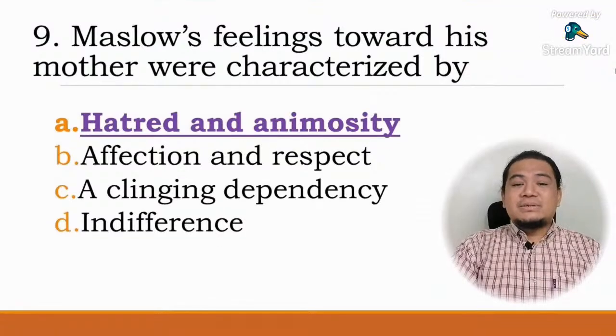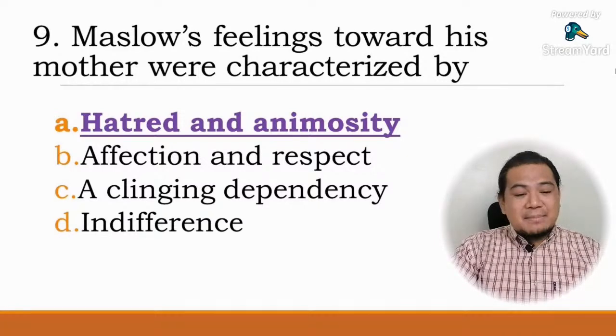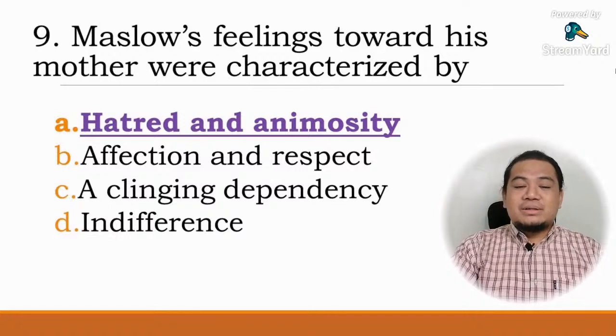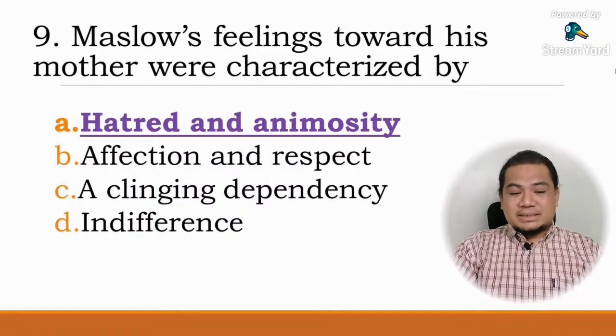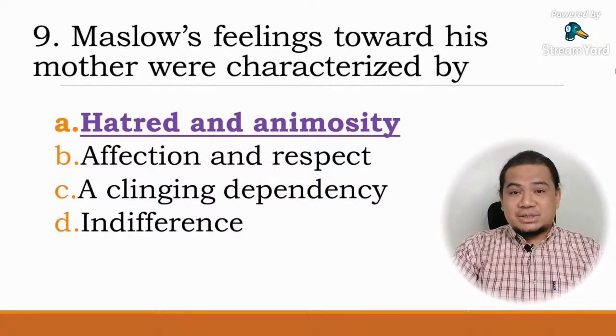Number 9. Maslow's feelings towards his mother were characterized by, the answer is letter A, hatred and animosity. Maslow, perhaps the most lonely and miserable childhood of any person discussed in the theories of personality, spent his unhappy childhood in Brooklyn. Maslow was the oldest of 7 born to Samuel Maslow and Rose Maslow. As a child, his life was filled with intense feelings of shyness, inferiority, and depression.